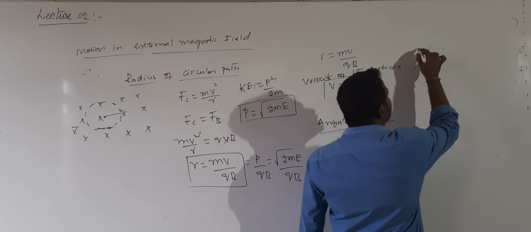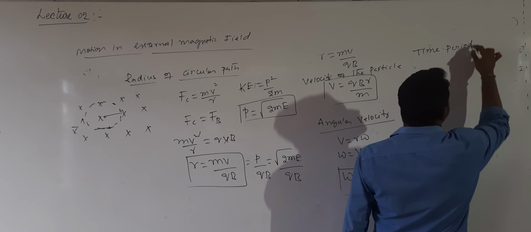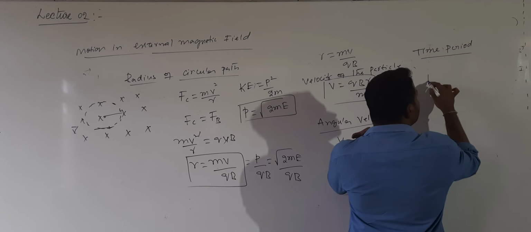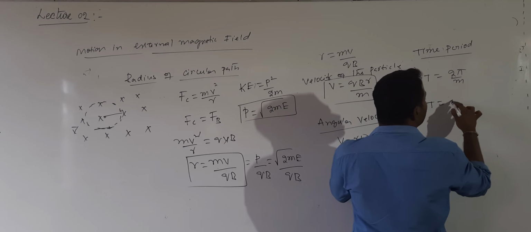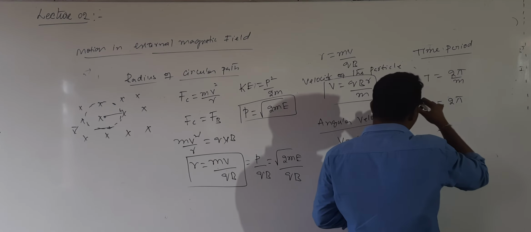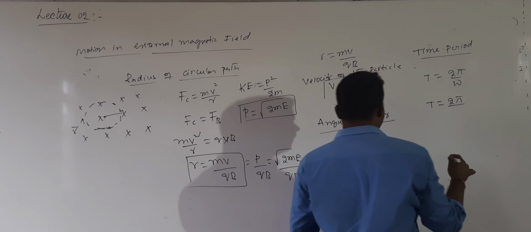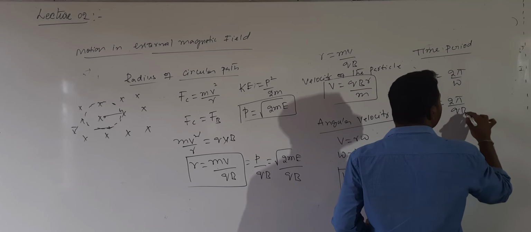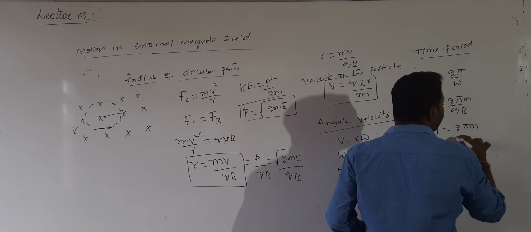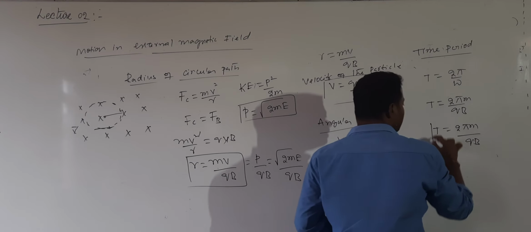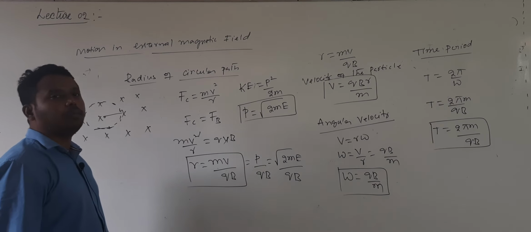By knowing the angular velocity, I want to calculate the time period. What is the time taken by the particle to complete one rotation? The time period formula: T is equal to 2 pi by omega, not m. With omega as qB by m, m will go to the numerator. So T is given by 2 into pi into m by qB. This is the expression for time period. These expressions are all very important.